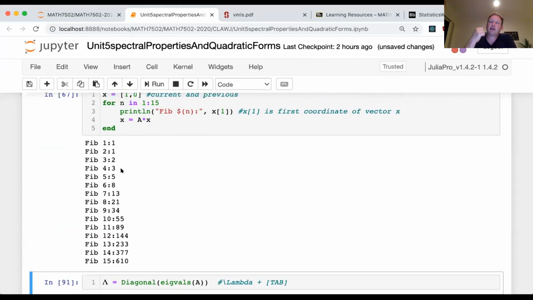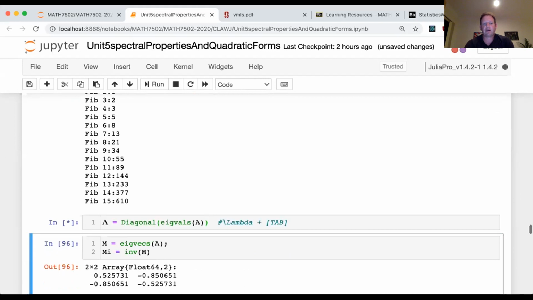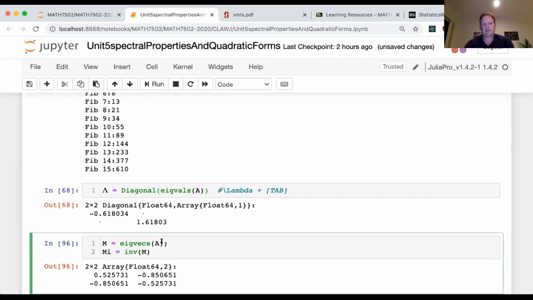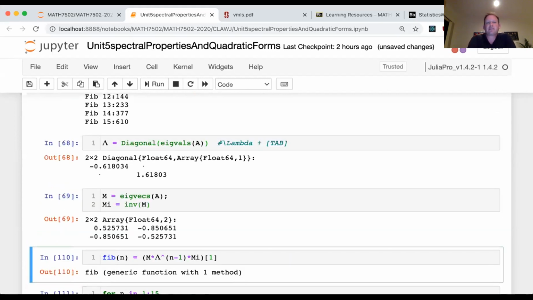Now, let's do it by actually being able to compute the nth Fibonacci number directly. So how do we do that? Let's define capital lambda as a diagonal matrix of the eigenvalues of A. And let's call M the eigenvectors of A, and Mi the inverse of the eigenvectors of A. And yes, the matrix here is diagonalizable, so the eigenvectors span all of Rn.